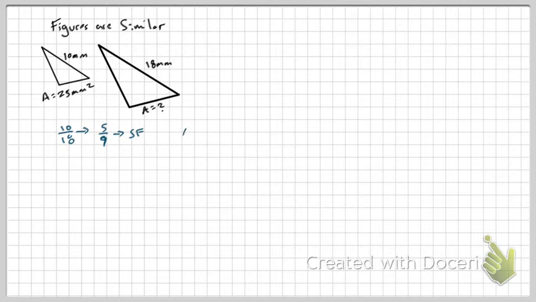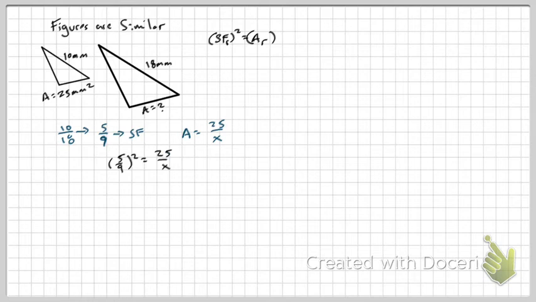My area ratio is 25 over unknown. So we'll just call that x. So that's what we're trying to find. We're trying to find the area of the larger triangle without having to worry about height and base or anything like that. Because we know corresponding lengths of each triangle and we know the area of the first triangle, we can find the area of the second triangle. So remember, our formula is scale factor ratio squared equals our area ratio.